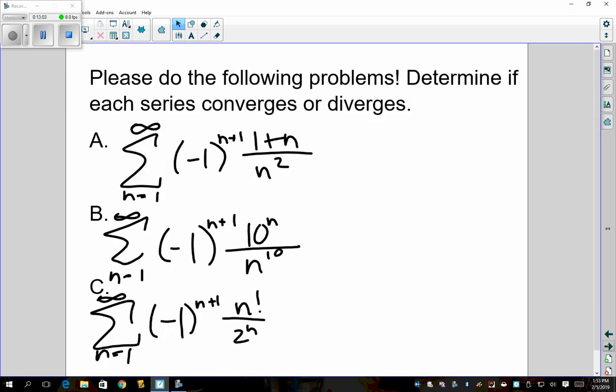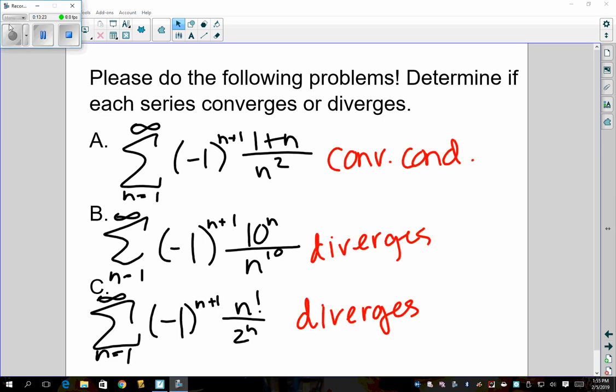So here's your ABC problem for the day. I'm going to pause it real quick, write down the answers. So take a minute, jot down the problems, try each of them, see how far you can get, and just let me know when you come into class what questions you have about these problems. So here are the answers. A, converges conditionally, B, diverges, and C, diverges as well.